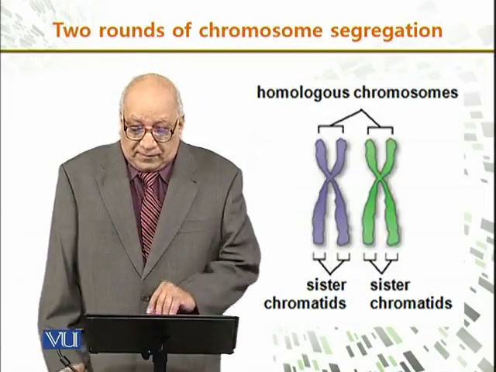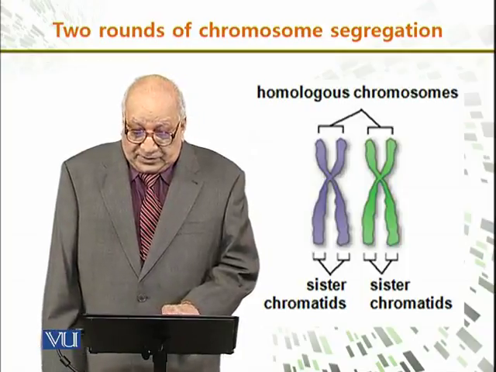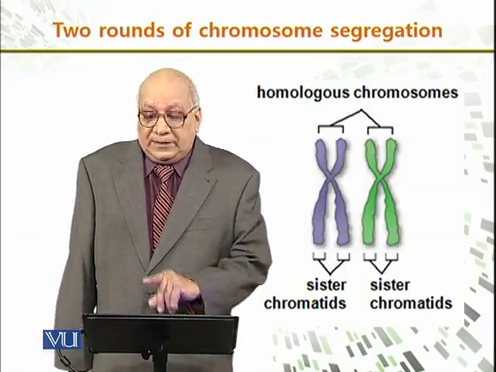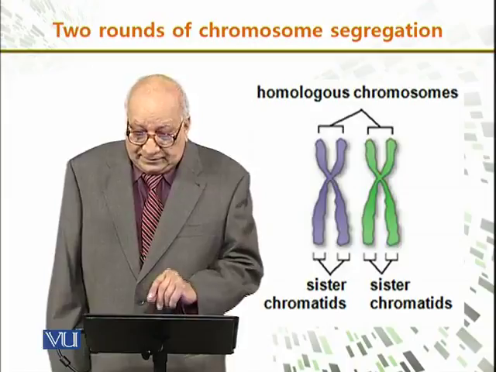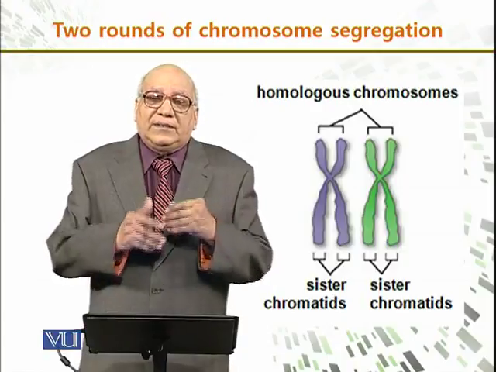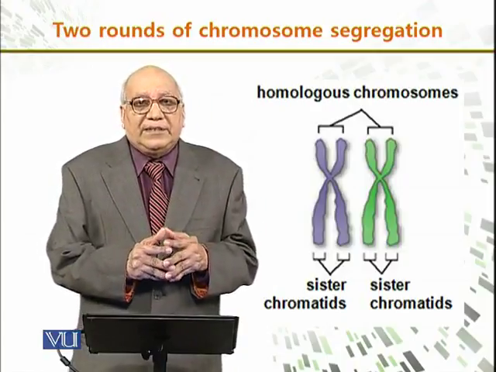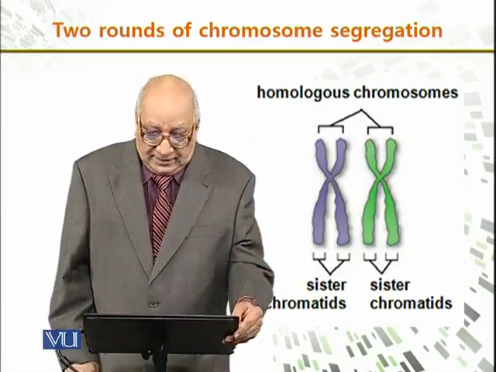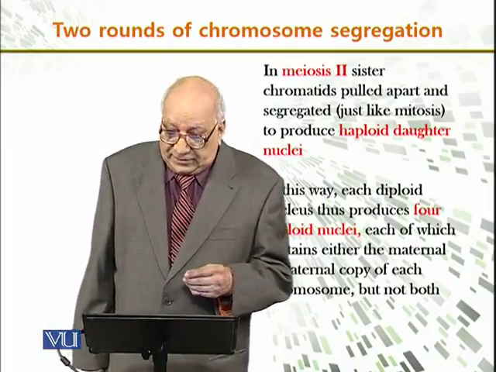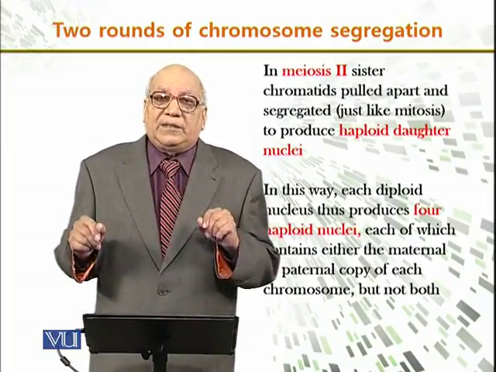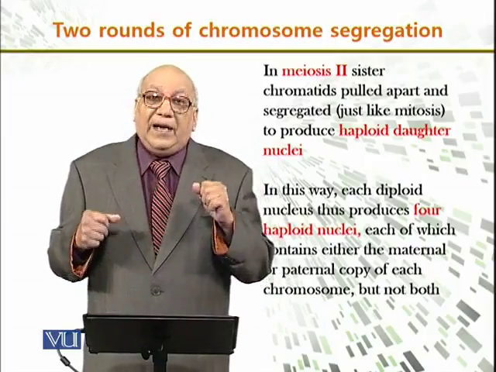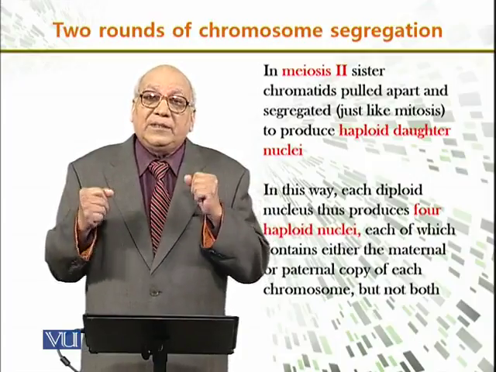Homologous chromosomes: that is the blue one, that is the sister chromatid, and another sister chromatid, that is the green one, but both are homologous. What we mean by homologous is that they are similar. They are of one kind, with the same genetic characteristics. In meiosis 2, the sister chromatids are pulled apart from each other, just like in mitosis, and they produce haploid daughter cells.